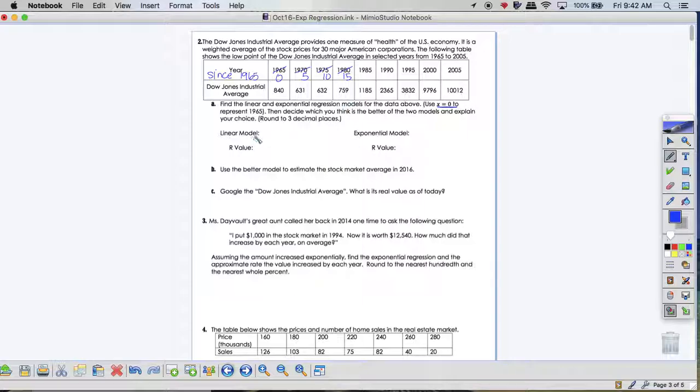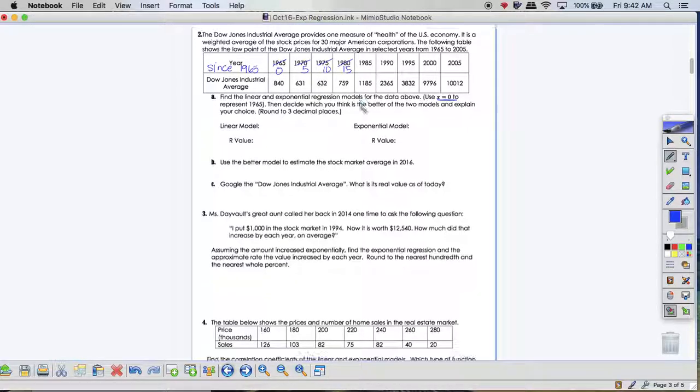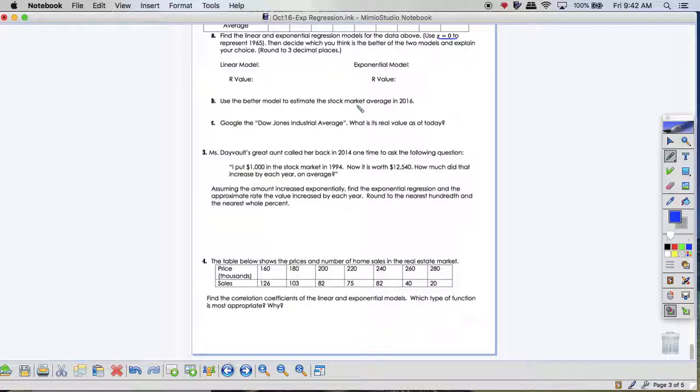So you're going to do the linear and the exponential model and see which one fits better. These are actual industrial average prices, so these are making actual predictions. Okay, looking at number 3.